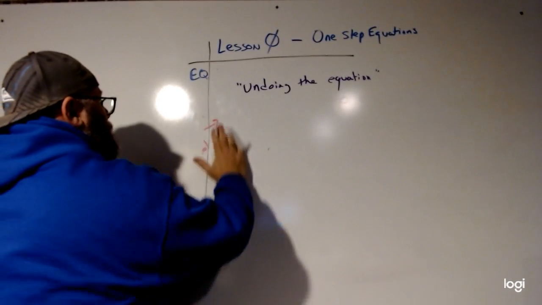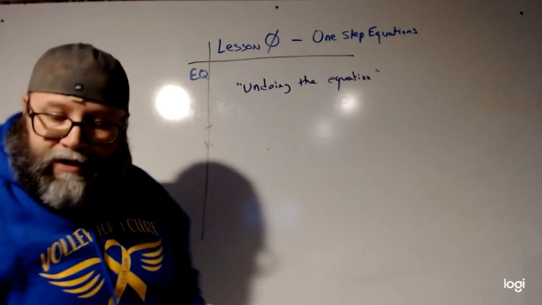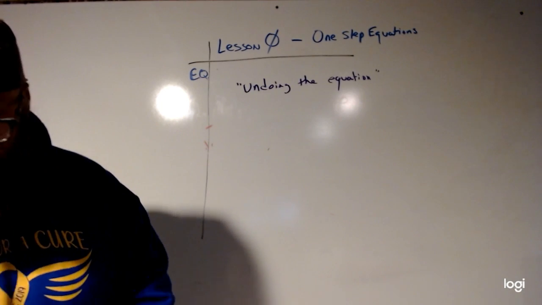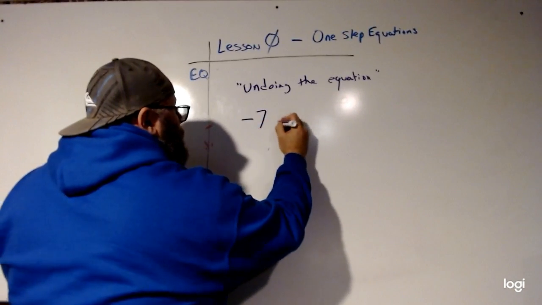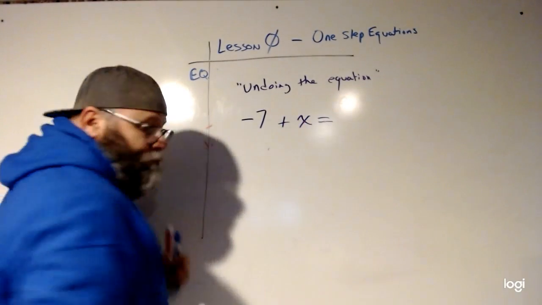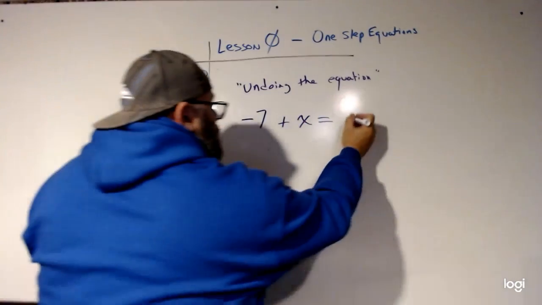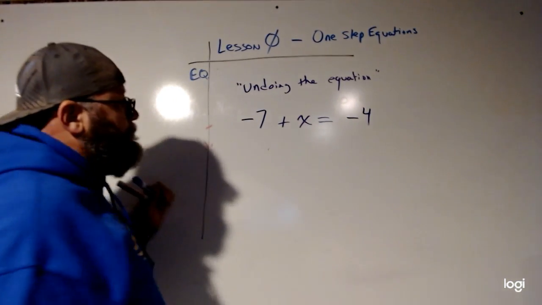So slightly more down your paper. Here we go. Second example. Let's go with the purple again. I've got negative 7 plus x equals negative 4 again.